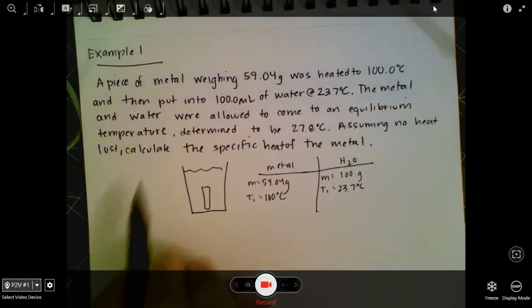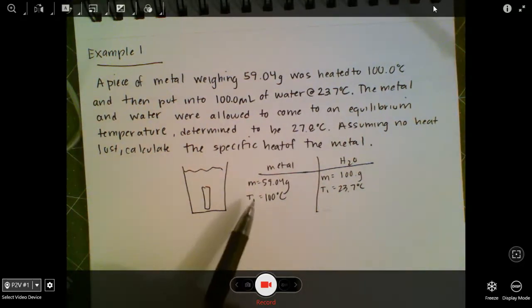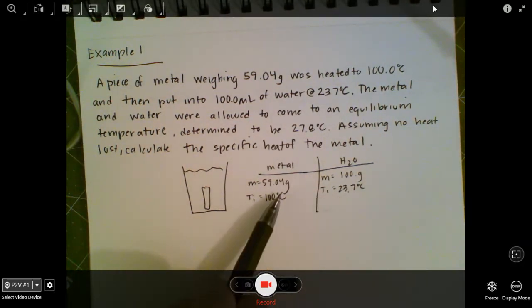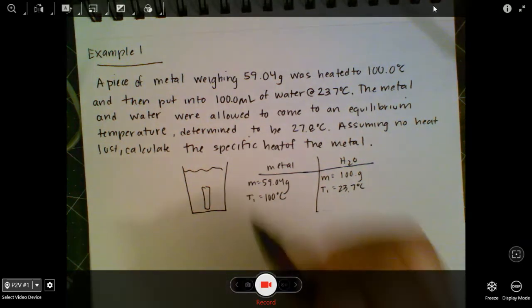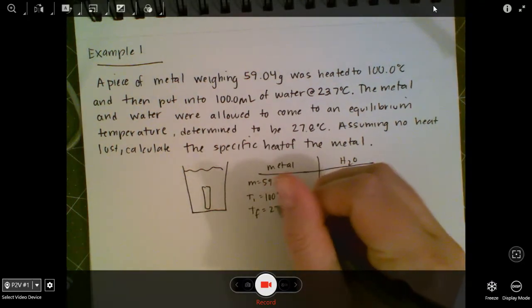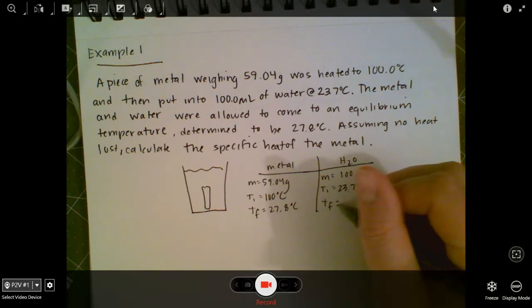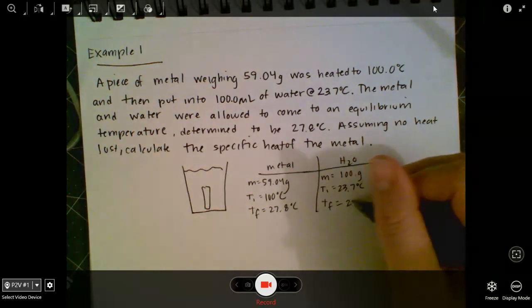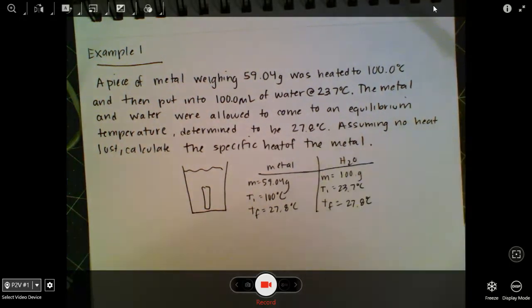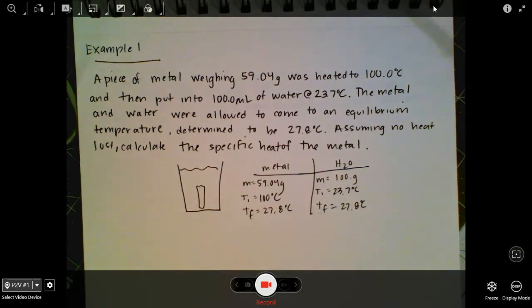Okay, so the metal and water were allowed to come to an equilibrium temperature. So we know that since this is colder, this guy here is hotter, it is going to drop in temperature. So my T final is going to be 27.8 degrees Celsius. And my T final for my water also is going to be 27.8 degrees Celsius. So we've got both of those pieces of information the same here.